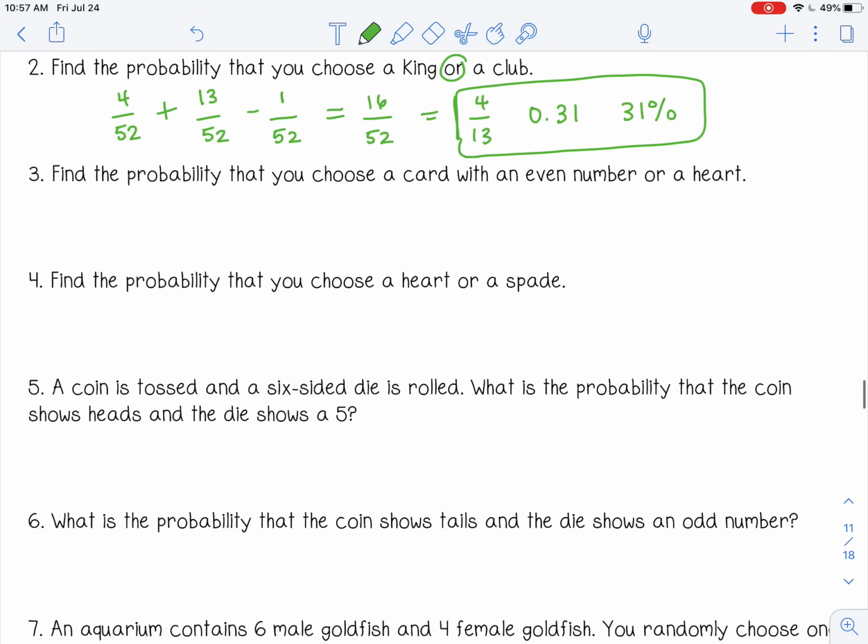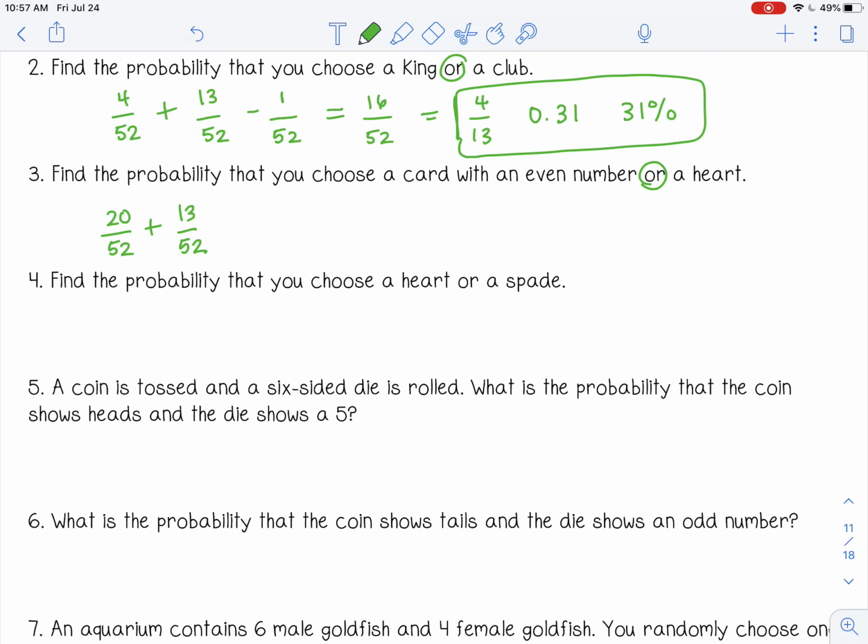All right, next, find the probability that you choose a card with an even number or a heart. Okay, so if you have your picture of a standard deck of cards, see if you can count the even numbered cards. Don't worry about jacks, kings, queens, just the numbers that are even. All right, you should have gotten 20. There's 20 even numbered cards. This is an or event, so we're going to add. And then hearts, there are 13 of each suit, so there's 13 hearts.